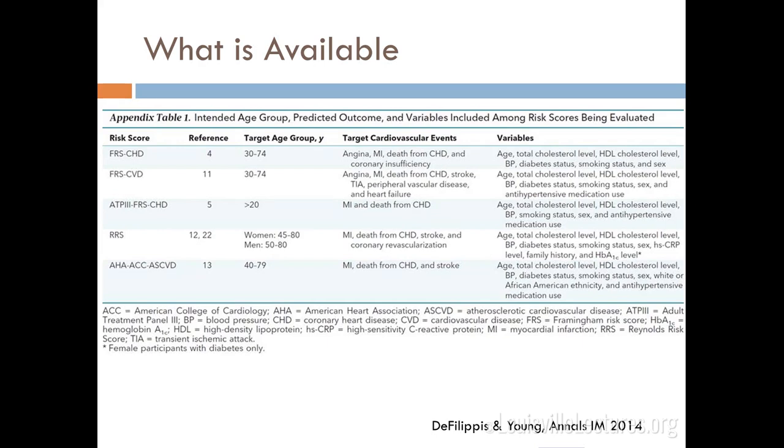A little later came out the Reynolds risk score, which was independent of the Framingham risk score. And then most recently, in 2013, the American Heart Association and American College of Cardiology recommended a new cardiovascular risk score, which we're going to look at today.